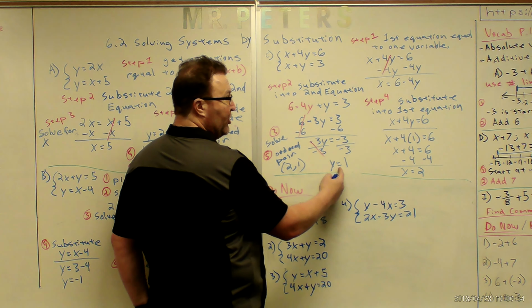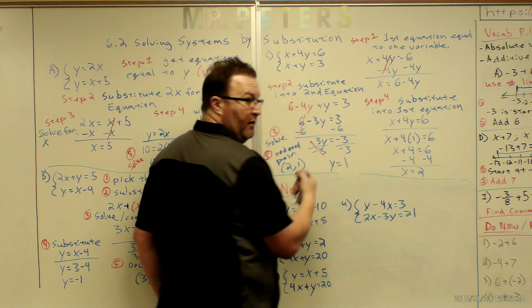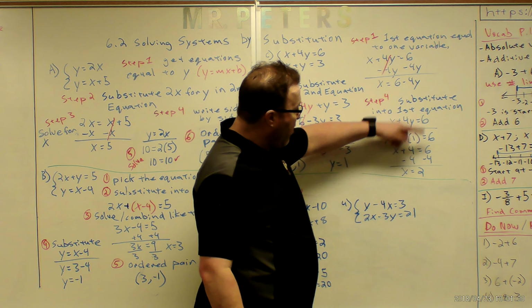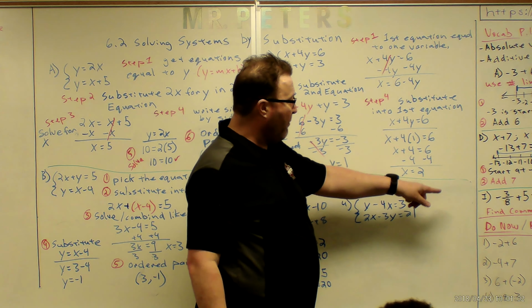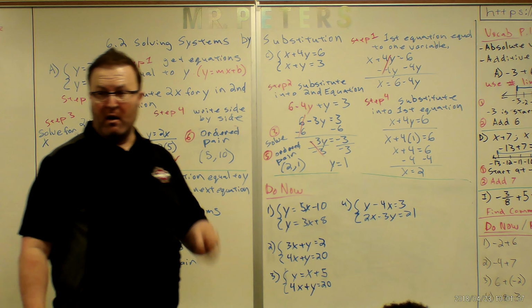Okay, last step, we solved what y is. So we're going to rewrite the problem. We're going to replace y with negative 1 and solve. So 4 times negative 1 is negative 4. Bring down the 6. Subtract 4 from both sides. 6 minus 4 is 2. X equals 2. Okay? 3 different ways.